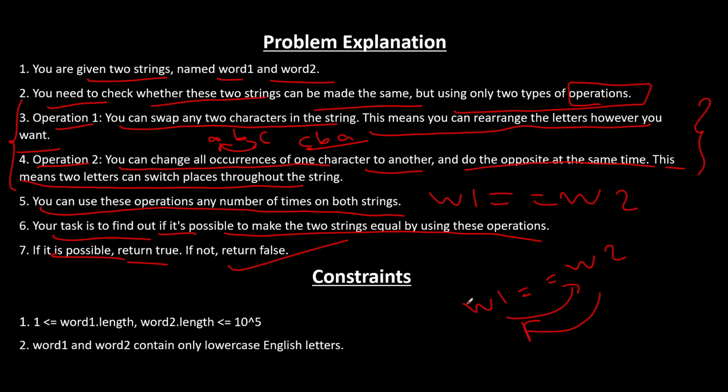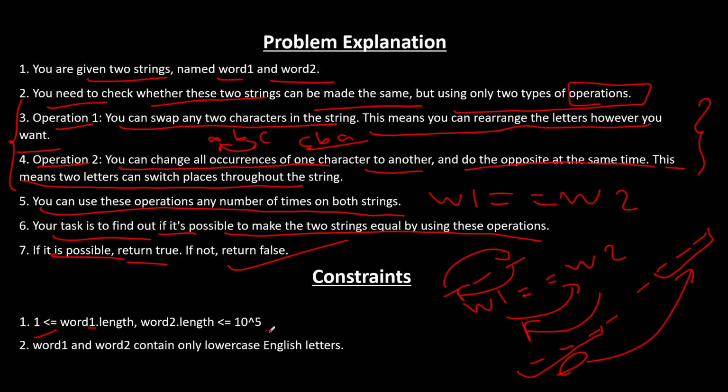We can swap the characters from this part to this part, or you can use the second operation to change the occurrences of one character to another. If these three characters are A and here we have three times C, you can completely change this to this. So these are the two things you can do. I hope you understood the problem explanation. Let's look at the constraints. Word 1 length and word 2 length would be from 1 to 10 to the power 5, and word 1 and word 2 contain only lowercase English letters. I hope you understood the explanation.